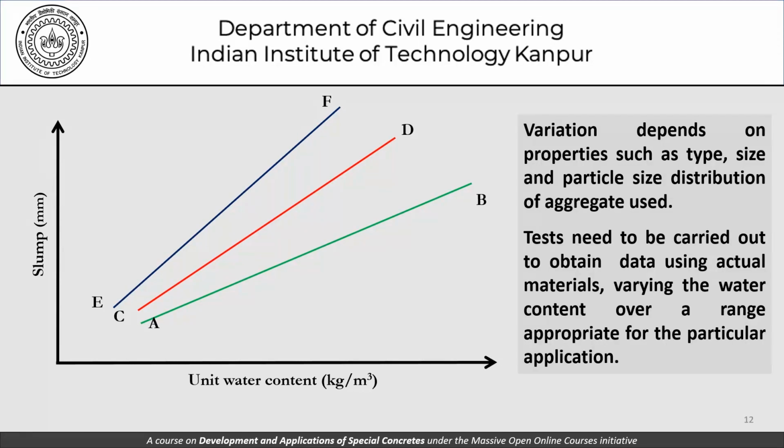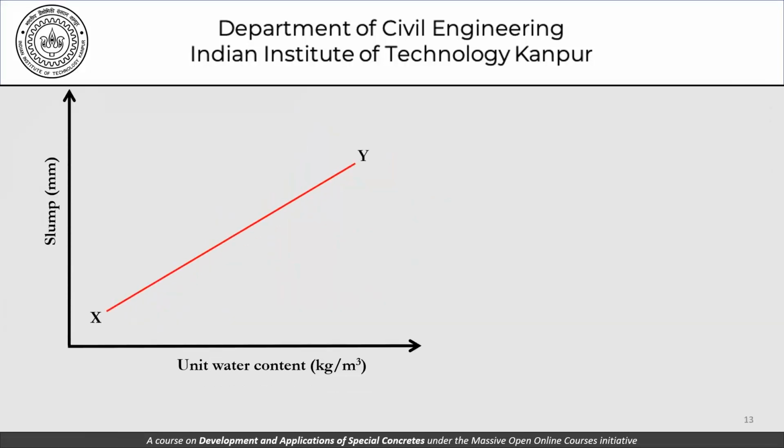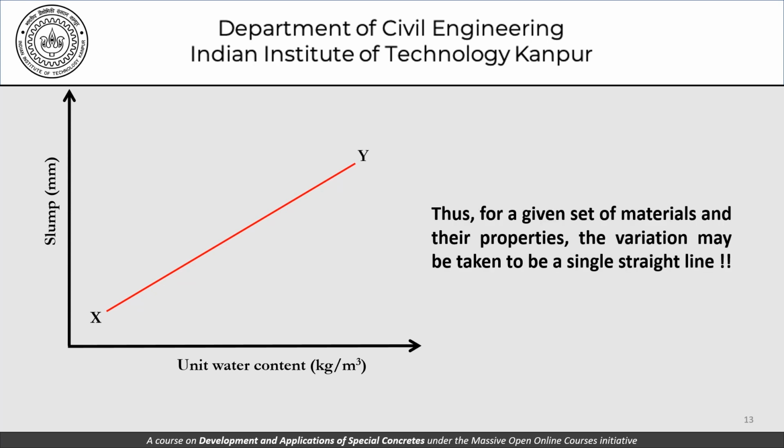is. Of course, for a given project, for a particular construction, we need to carry out tests in order to obtain this unit water content versus slump relationship in a range which is more relevant as far as that particular project is concerned. Having said that, let's assume that for a given set of materials and their properties, the variation has been determined and has been found to be following this line xy, which has a certain slope and so on.